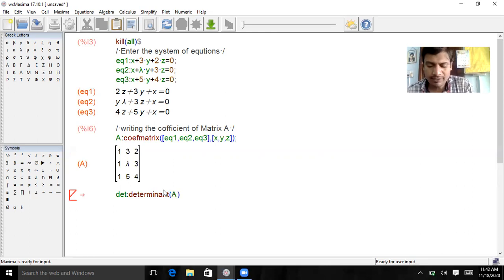You take the capital A, then come outside, then semicolon. After that, the shift enter. See here, that is the determinant of A, means that is the 4 lambda plus 2 into 5, that is the 10. Okay, minus 2 lambda minus 18. Okay. Next, go to a solve. SOLVE means solution, that is the solve.